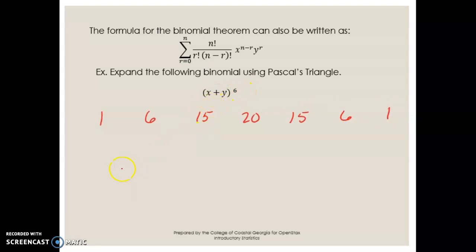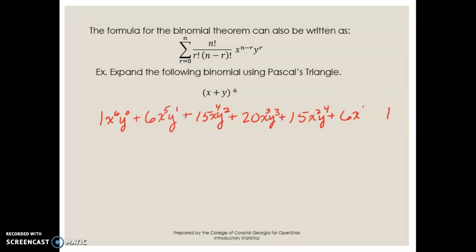And the x's and y's that go with it start with x at 6 and y at 0, plus x goes down to 5, y goes up to 1, x goes down to 4, y is 2. Notice how these add up to 6. 20 is x cubed, and y is at 3. 15x squared, y to the 4th. And notice it's symmetrical. 15x to the 4th, y squared.